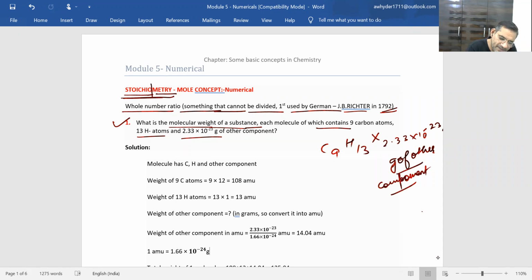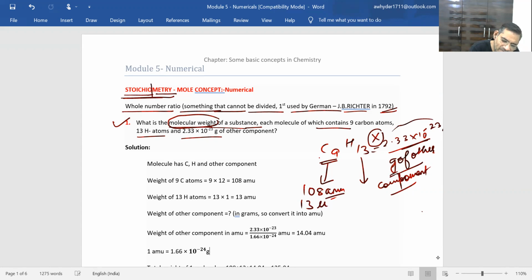Fine. See, this is there in grams, and what you need is molecular weight. So this is already in grams, you need not bother. What about this one? This is the number of atoms. So convert this into AMU. So this will be 9 times 12, 108 AMU, and this will be 13 AMU. And this component is there in grams, so convert this into AMU.